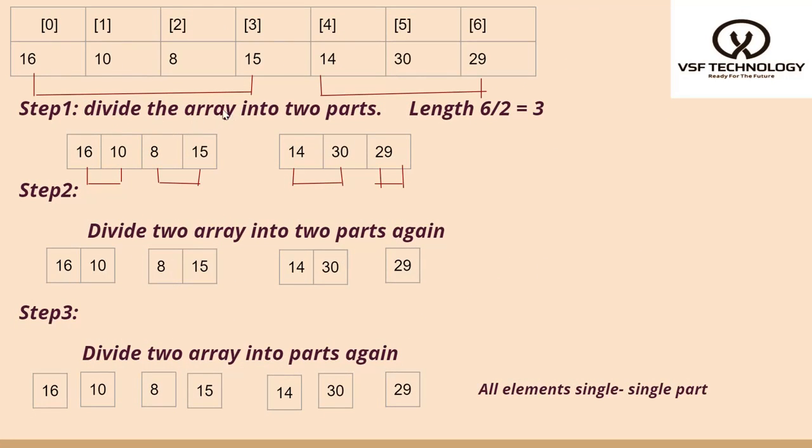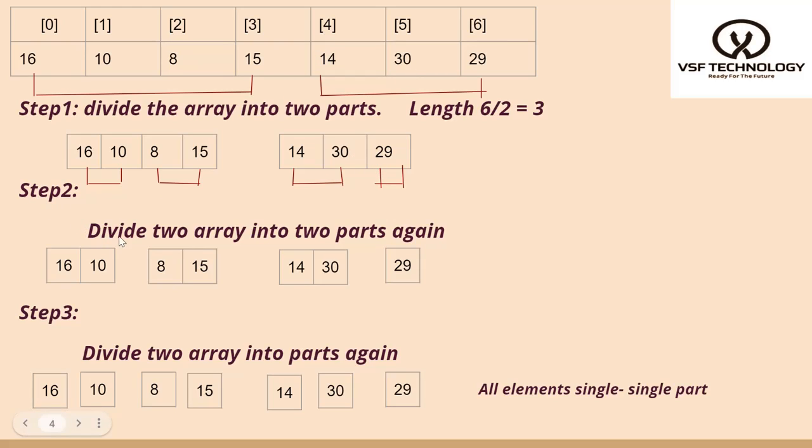We have an array, so we apply step 1. Divide the array into two parts. This array's length is 6, so 6 by 2 equals 3. That means the first part is index 0 to index 3 and the second part is index 4 to index 6.